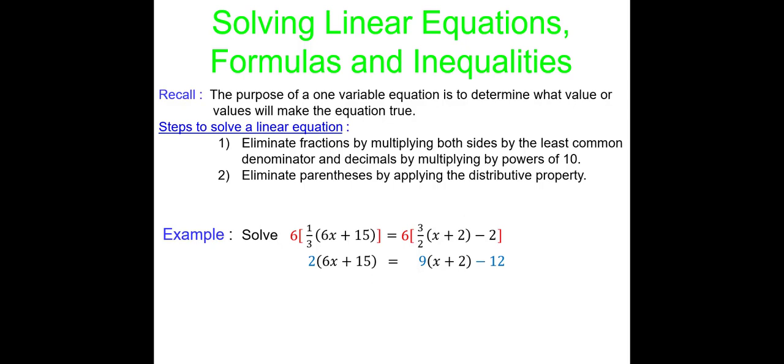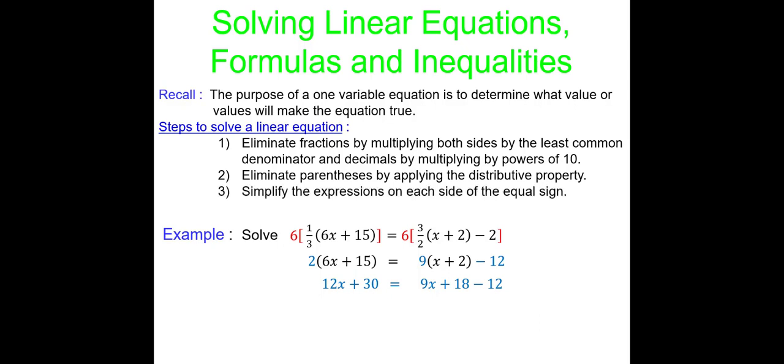So multiply the left side by 2, which gives us 12x plus 30. And we can multiply the right side, the x plus 2, times 9, which gives us 9x plus 18. And we drop down the -12. The next step is to simplify both sides of the equation. So 12x plus 30 on the left side, there's nothing to simplify. But on the right side, we could see that 18 minus 12 is 6, so we could combine the like terms.